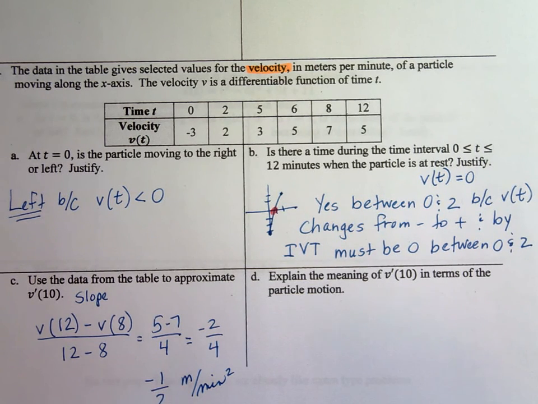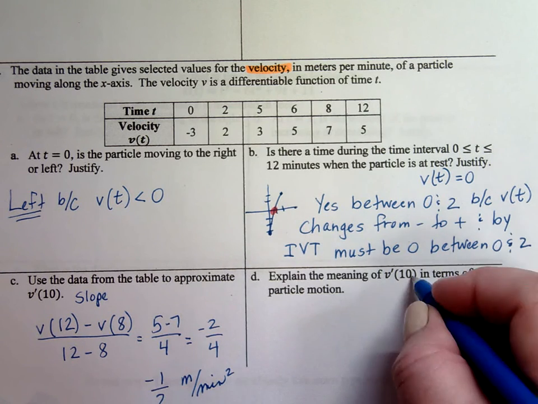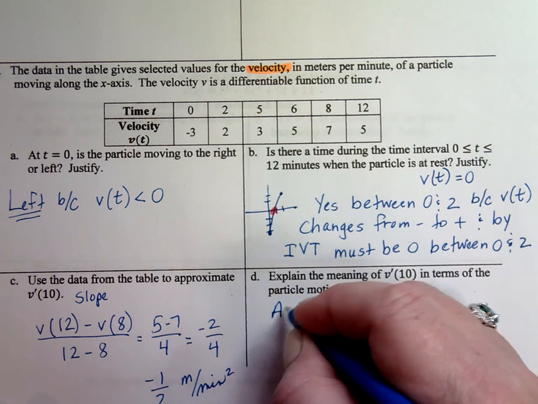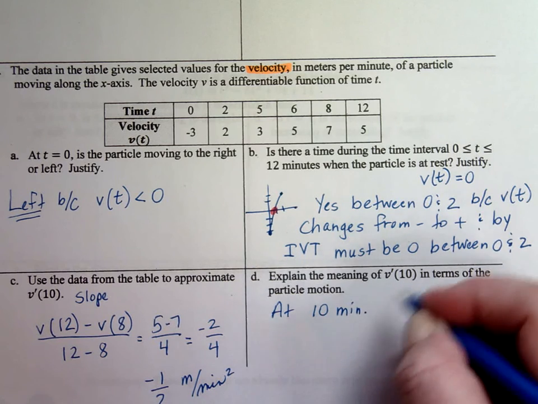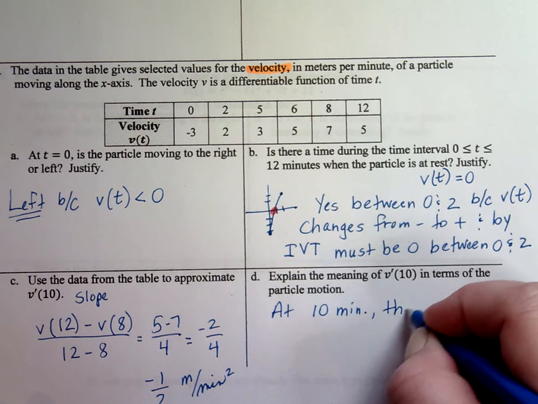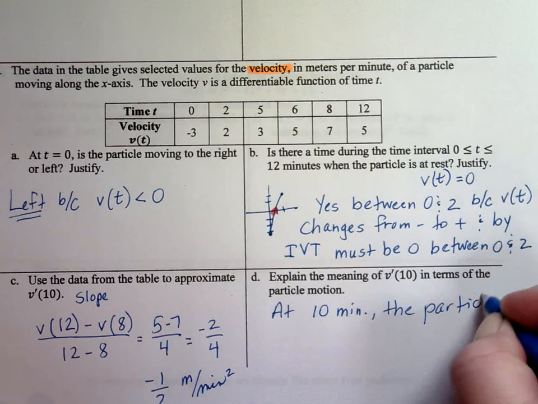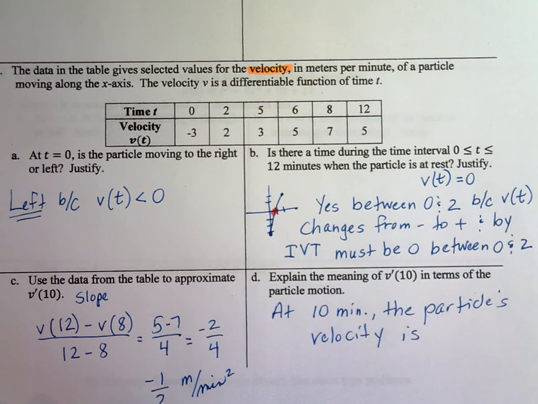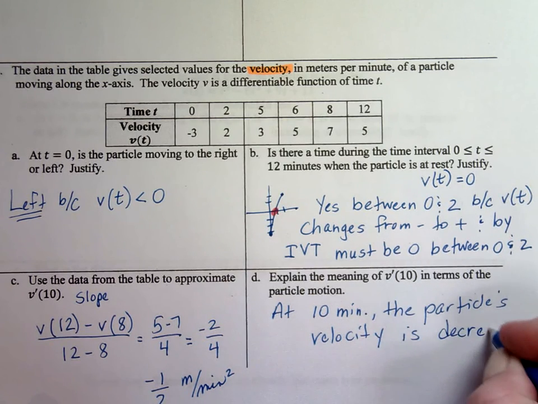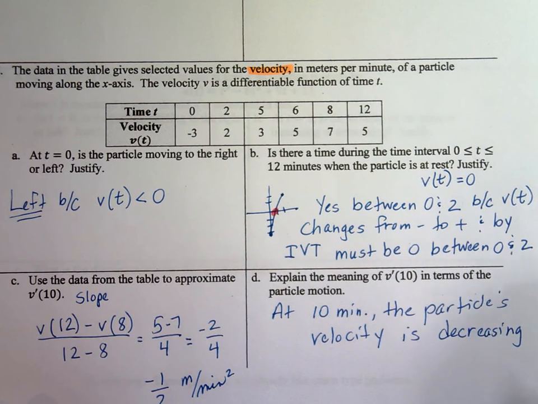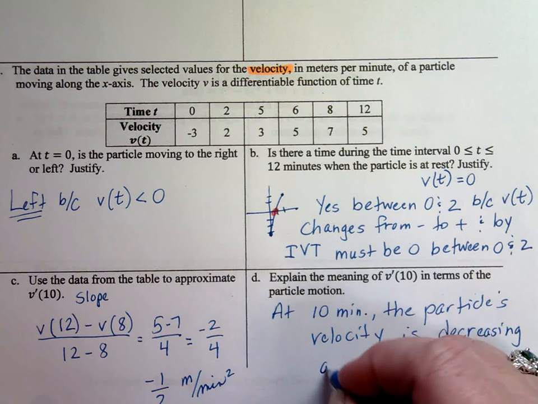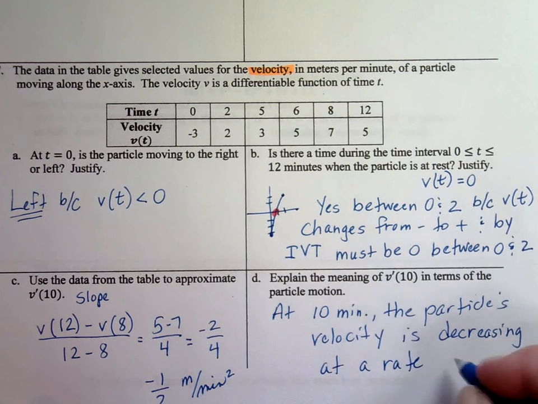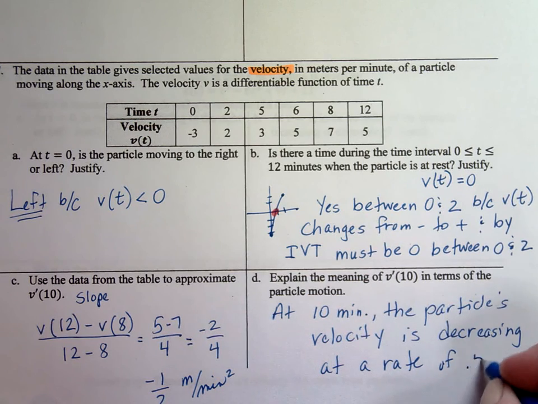All right, explain the meaning. Here we go again. Of v prime of 10, what you just found over here, we know that 10 represents the minutes, so at 10 minutes, the particle's velocity, it's negative, decreasing, at a rate of 0.5, 1/2 meters per minute squared.